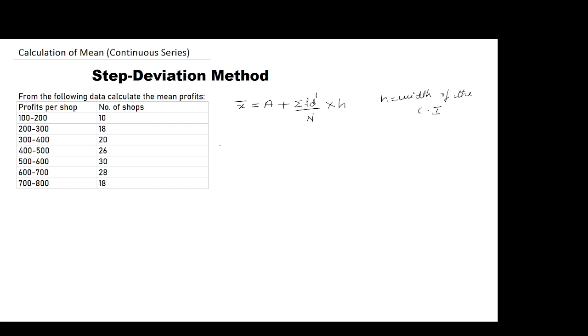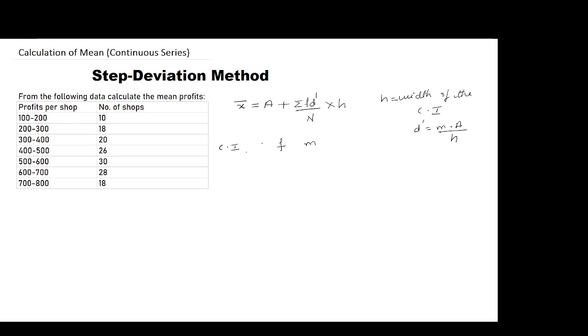Now to calculate this, first let us prepare the chart. We have to first write the class interval, frequency, midpoint of class interval. We also know d dash is equal to m minus a divided by h. In the previous video, for calculating mean continuous series using shortcut method, we have used summation f into d, but here it is d dash. There d is equal to m minus a, here d dash is equal to m minus a divided by h. That is the difference.